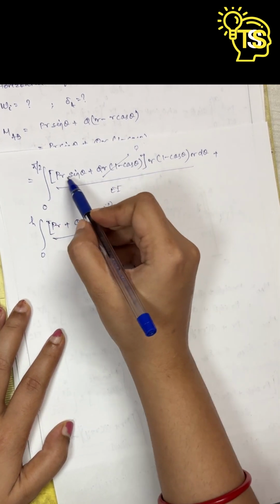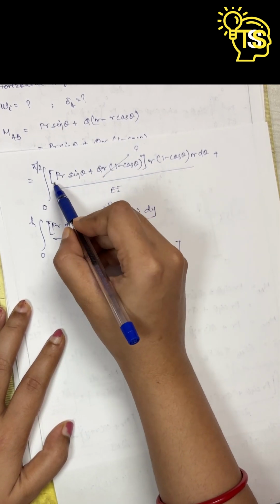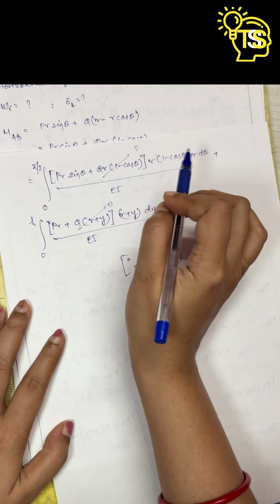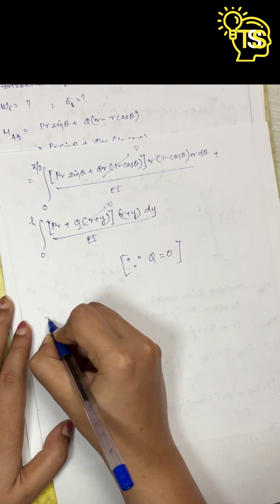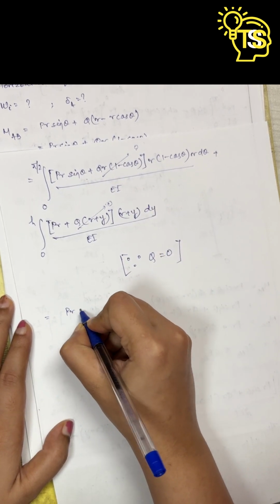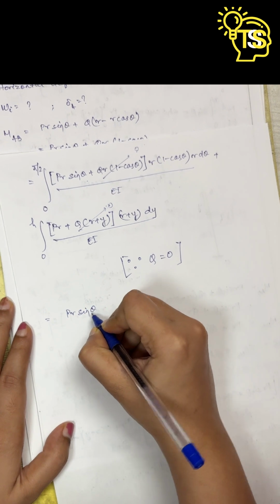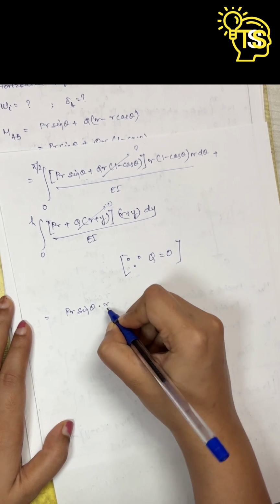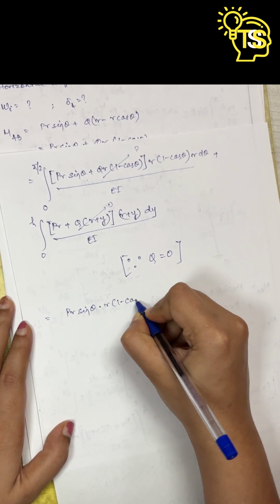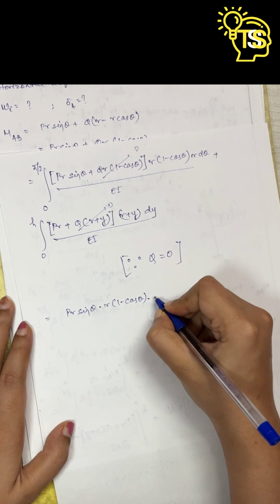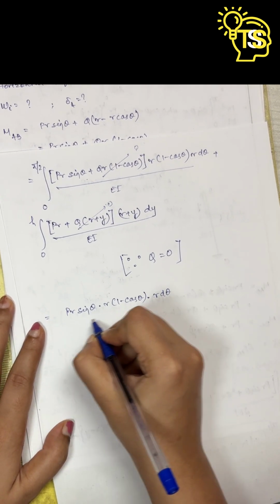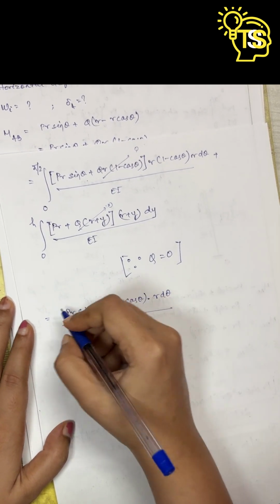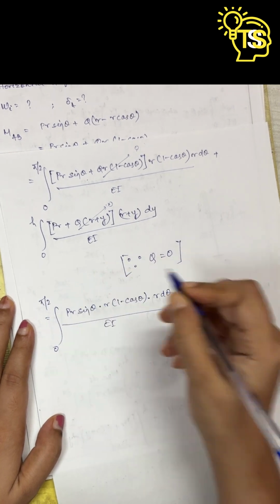Now what remained in this bracket is P R sin theta. Now let's open the bracket. We will get P R sin theta into R into (1 minus cos theta) into R d theta upon EI from 0 to pi by 2.